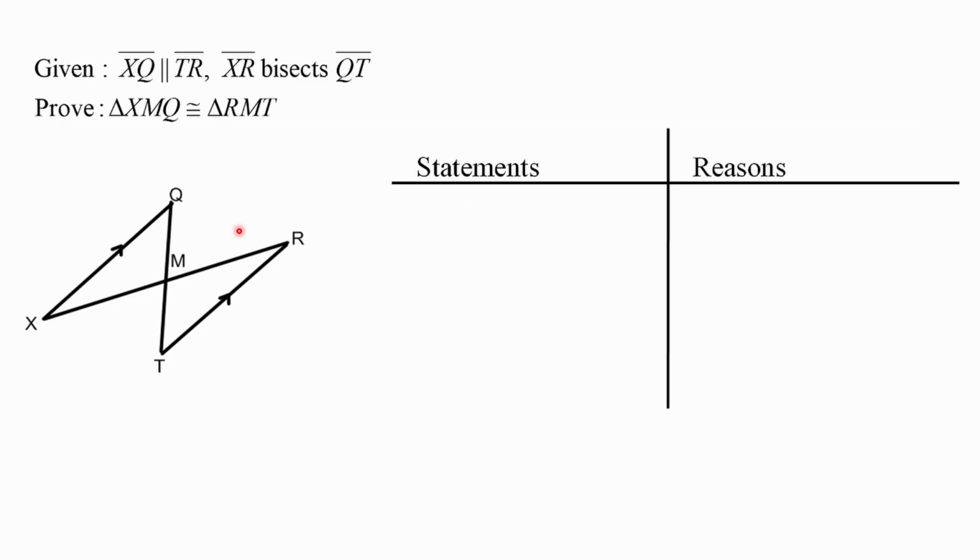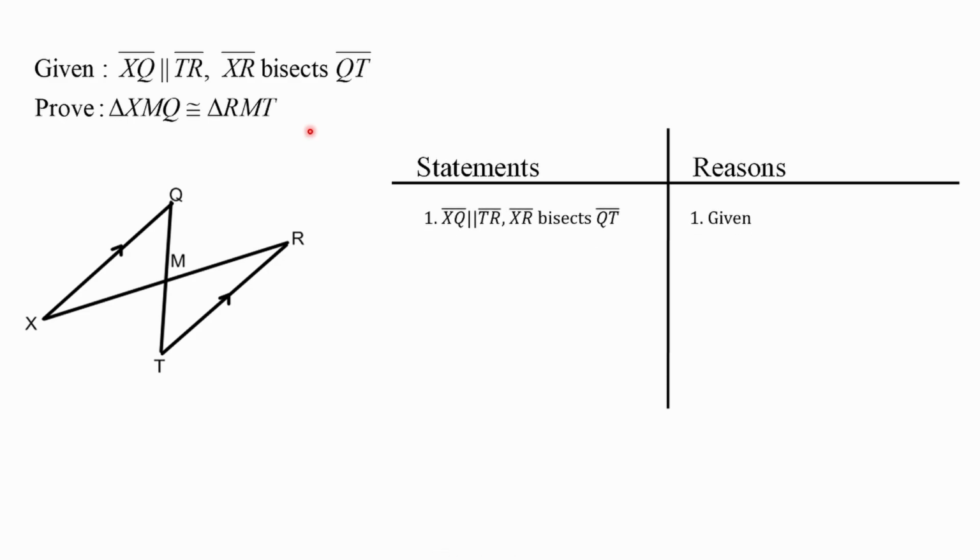Seeing this proof in action, this time we're given that XQ is parallel to TR. So that's why we have these little arrows here. XQ and TR are parallel segments. We also have this segment bisector, which we haven't played with too much in the past, but it says that XR, which is this segment right here, is the one that is bisecting or cutting QT in half. So what that means, we'll talk about here in a moment. And my task is to prove that these two triangles are in fact congruent triangles.